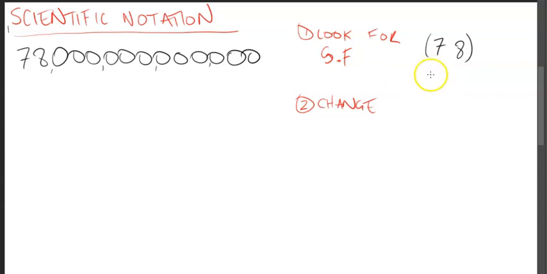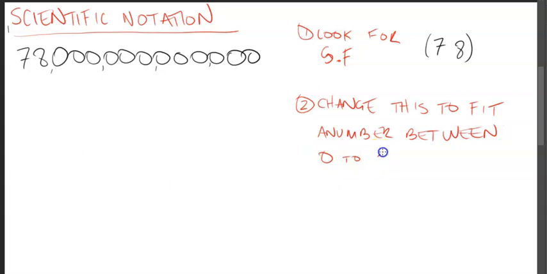this significant figure to fit a number between 0 to 1. Now these are just the rules that the mathematicians made. In this case here, if I wanted to change this 78 to a number between 0 to 1, and by change I don't mean we're just going to turn it into a 7.8 and leave it like that. What I mean is rewrite it as a starting value like this, 7.8.